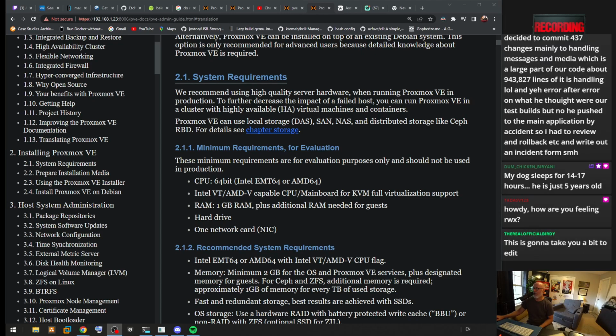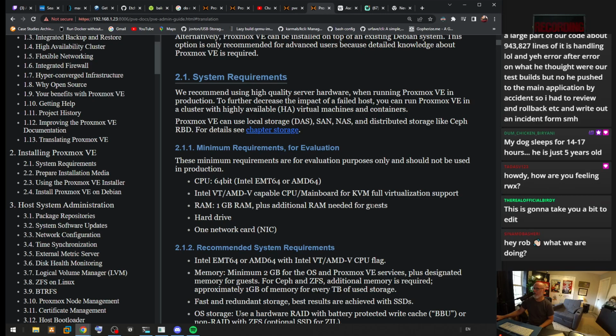You must have a 64-bit CPU. That's interesting. Intel VT or AMD-V capable CPU mainboard for KVM full virtualization support. 1 GB of RAM plus additional RAM needed for guests. We're just reading the docs. A hard drive and 1 network card.